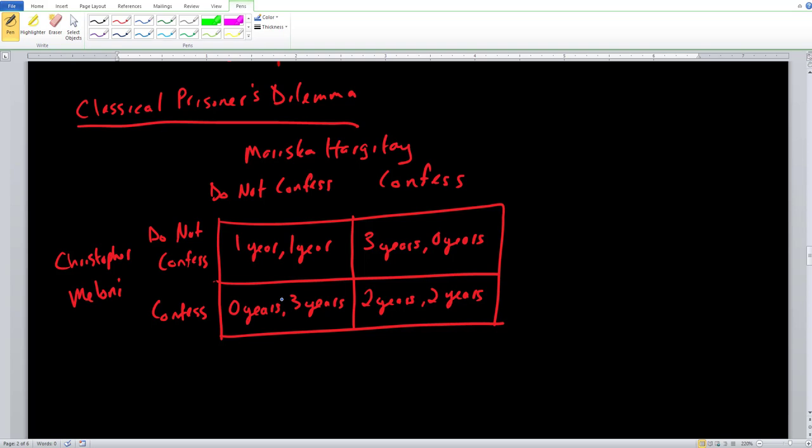So when we go ahead and do the best response technique, we can do the same sort of methodology. Pretend that you're Chris. You know for sure that Mariska is not going to confess. What's the best thing for you to do is to go ahead and confess, because that will give you 0 years in prison. If you know for sure that Mariska is going to confess, the best thing for you to do is confess as well.